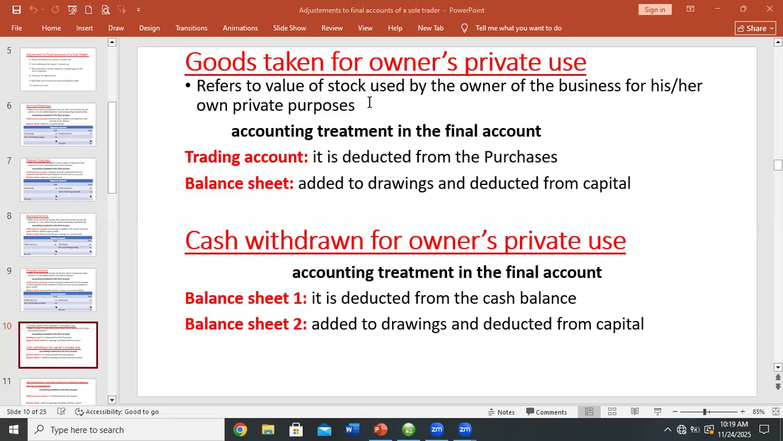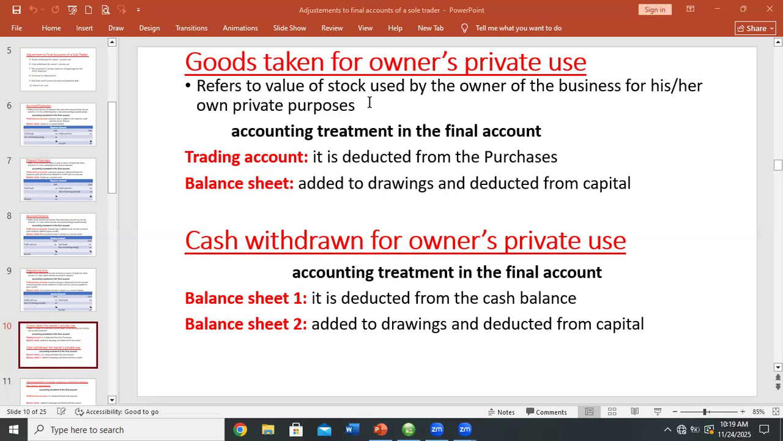The first treatment is in the trading account. So what we do there is to subtract or deduct the quantum or the amount of goods the owner took from the purchases figure. So professors, I'm drawing your attention to the trading account. Okay, you remember where we put purchases. You go and less the goods withdrawn.